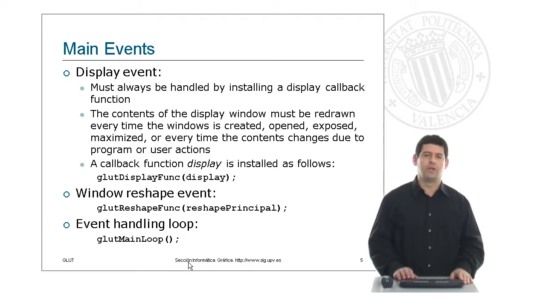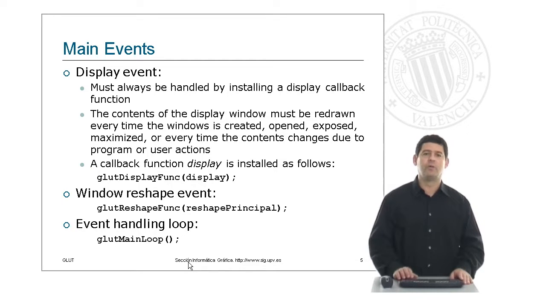The main feature of GLOT is event handling. So let's take a look at the different events that GLOT supports. The first event is the display event that must be handled by installing a display callback function. This event must always be taken into account. It draws the display window every time the window is created, opened, exposed, maximized, and every time the contents change due to a program or user action. The callback function associated to the display event is installed using the GLOT display function.